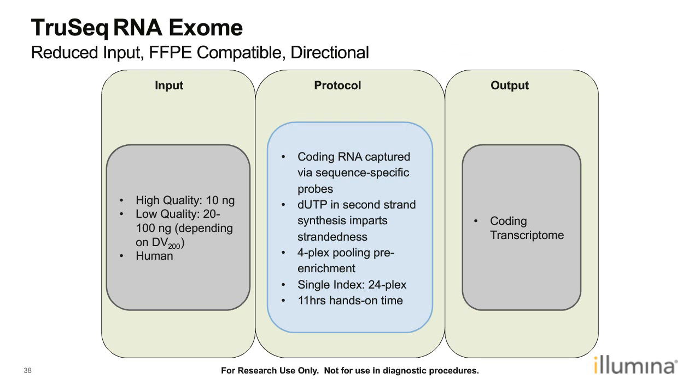For this workflow, we have the option of using high or low quality input. If using high quality, we can use 10 nanograms. If using low quality, we will have to use a bit more, 10 to 100 nanograms, depending on the DV200. One quick note, when I say DV200, this simply means the percent of fragments that would be greater than 200 base pairs. This kit is compatible with only human samples, as the probe sequences that are used are against the human transcriptome. Since the upstream library prep workflow is done with TruSeq Stranded mRNA, it is stranded. There is the option to multiplex up to 24 single index samples, and our output is the coding transcriptome.